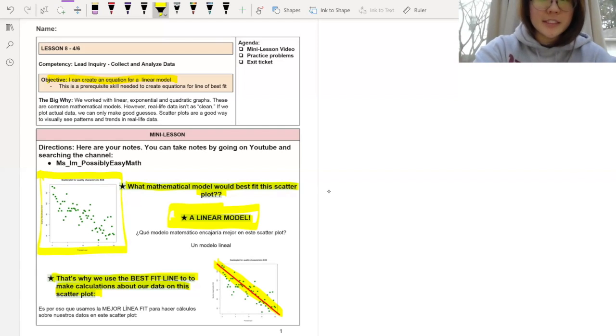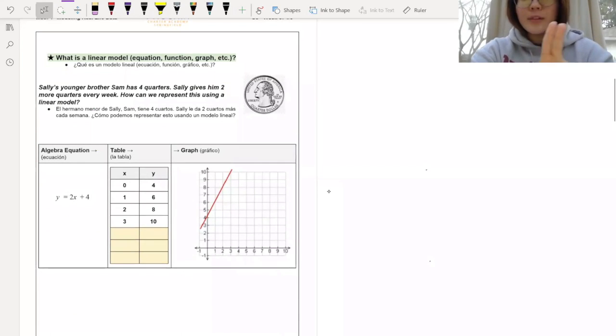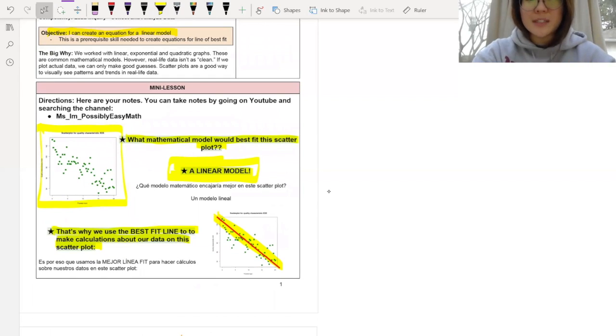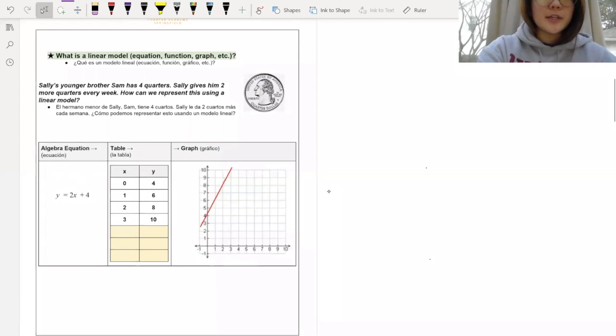So let's turn to page 2. Oh, one thing, back to page 1. If you have any questions on what the best fit line is, please go back to our previous lessons number 6 and 7. I do go over this, so that should be helpful if this is new information. So let's go to page 2.